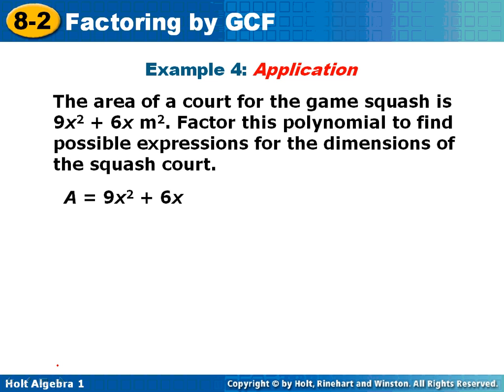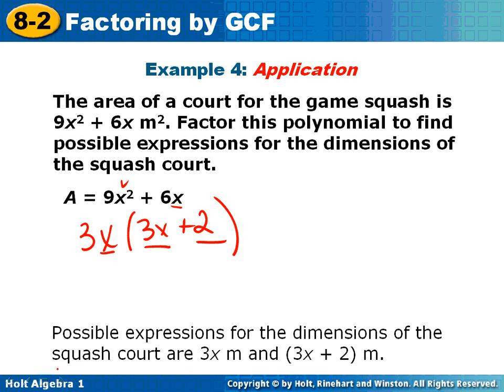Example 4. Pause this, see if you can do the GCF. The GCF between these two are a 3 and an x. That's the biggest number that goes into 9 and 6, and that is the most number of x's that you can take out that they both have. Then I've got to decide what goes in the blanks. 3 times 3 is 9. X times x is x to the second. 3 times 2 is 6x, and I don't need any x's because all this has is an x. Now it asks you what the dimensions of the court would be, and the dimensions would be 3x and 3x plus 2.